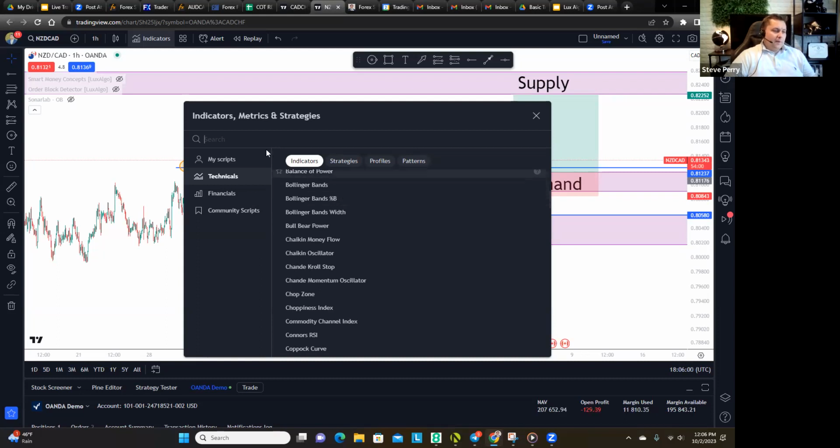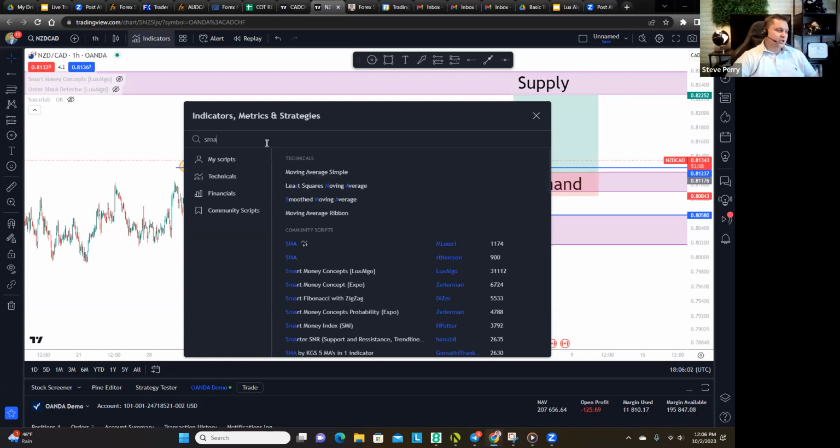So what I want to show you is a traditional setup, the way people still trade. I don't know if it's a terrible way to trade because I haven't done it in a long time. I think there are way better ways to trade. But you can just pull up a simple moving average, just a smooth SMA. Let's pull that one up. And let's actually add another one.